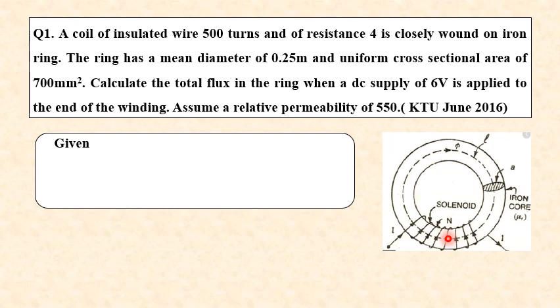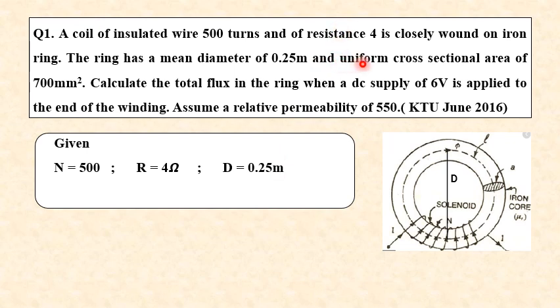So writing down the parameters, number of turns, that is capital N, is equal to 500. Resistance, that is capital R, is equal to 4 ohm. And also it is given that the mean diameter of the ring, that means this length, is given in the question as mean diameter, that is your capital D, equal to 0.25 meter.